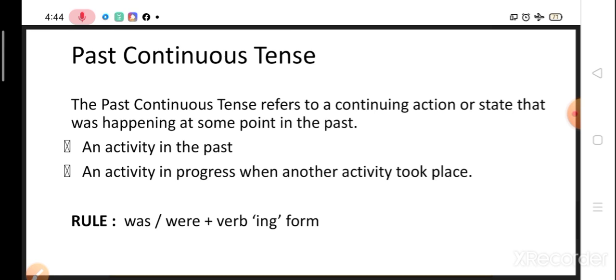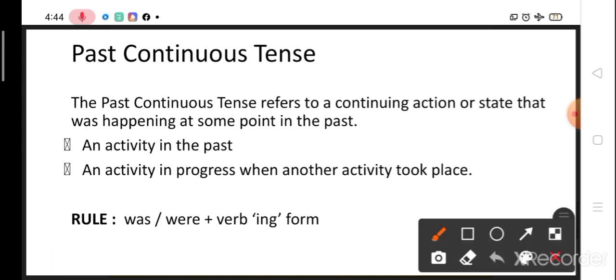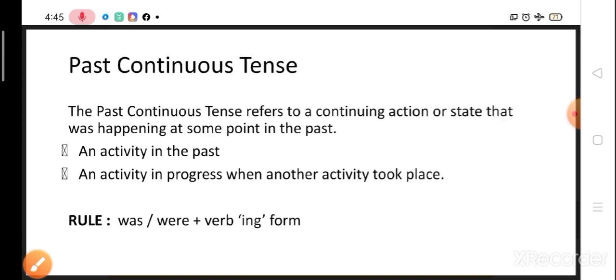Now the rule here is very simple. We are supposed to use was or were, and the ing form of verb. Was talking, were drinking, etc. And by now we know when do we use was and when do we use were. We use were for plurals and was for singular. Let us go ahead, see the examples.